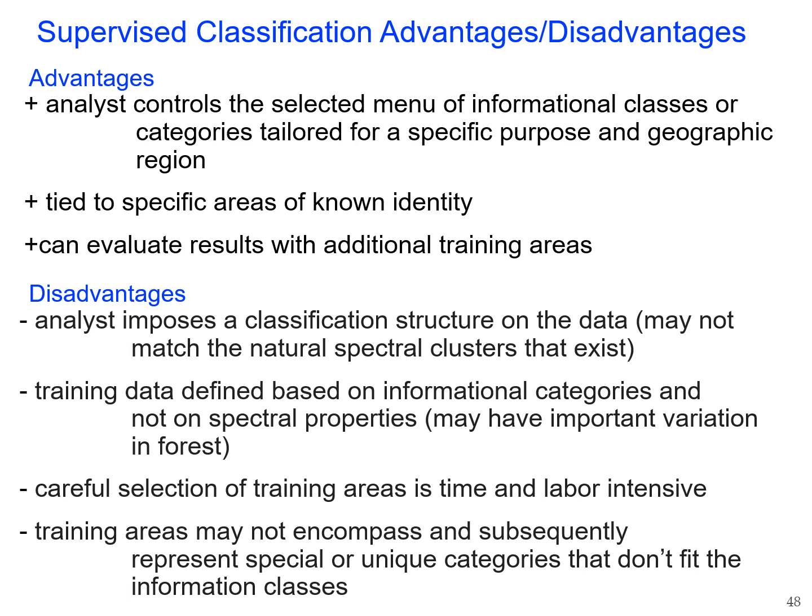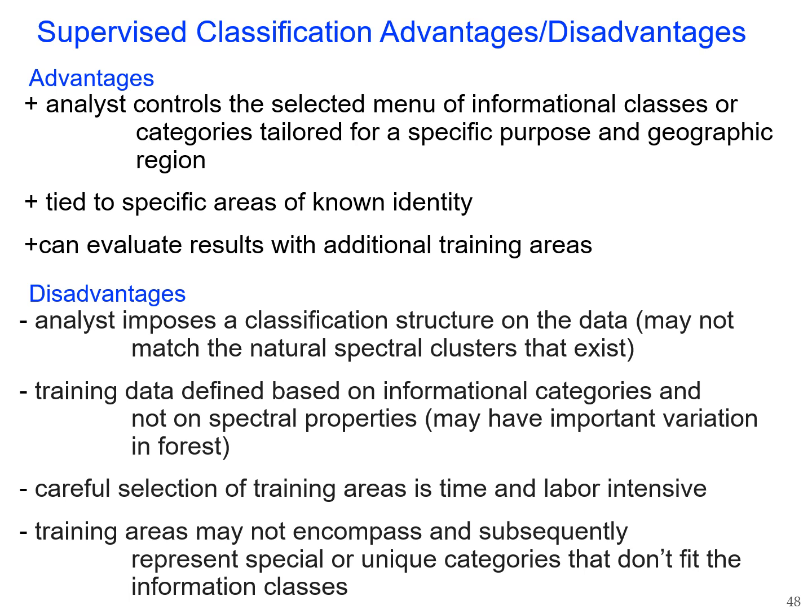So, advantages and disadvantages of supervised classification. Advantages: the analyst controls the selected menu of information classes or categories, and they can tailor them for a specific purpose and geographic region. You've tied your classes to specific areas of known identity rather than just statistical properties of the image as a whole. And you can evaluate results with additional training areas as you go along.